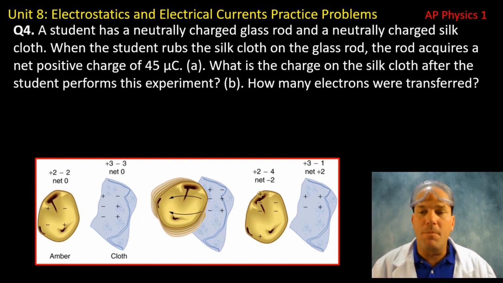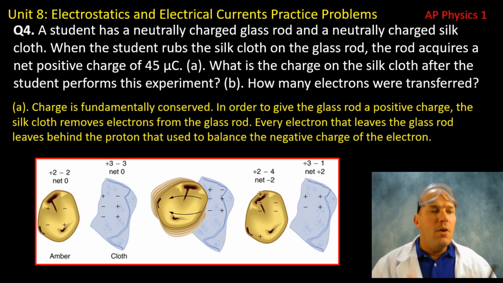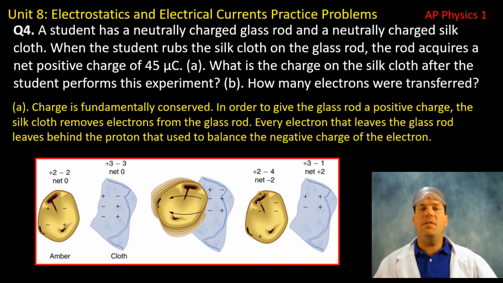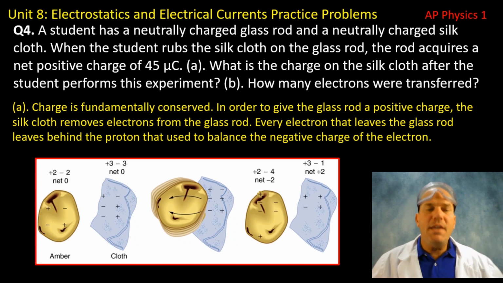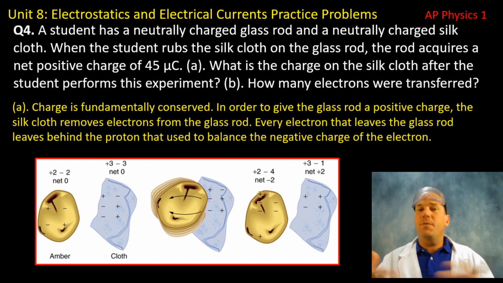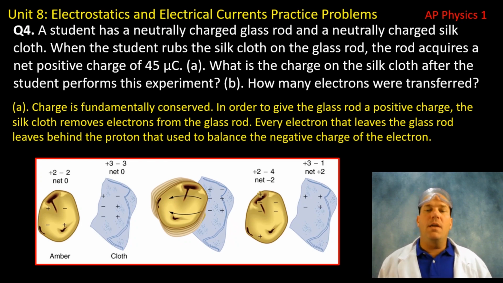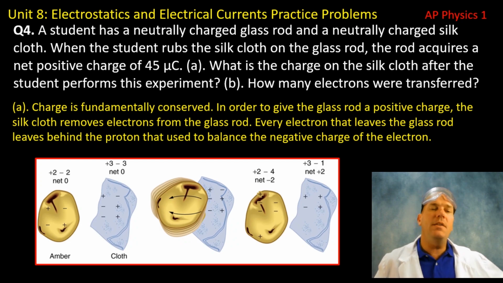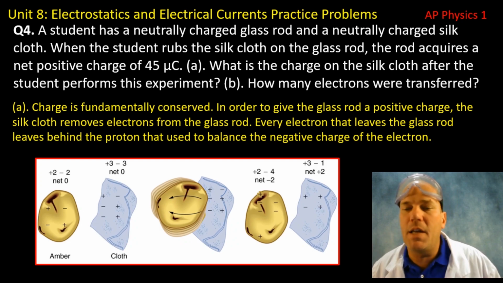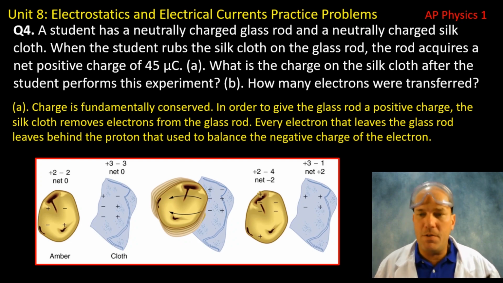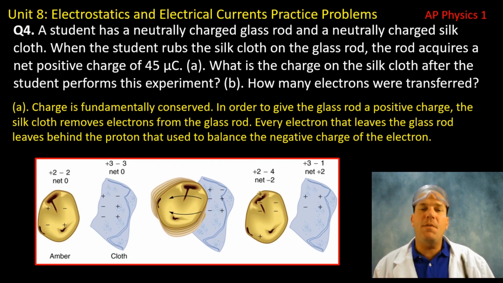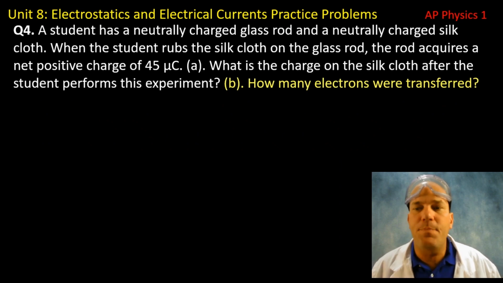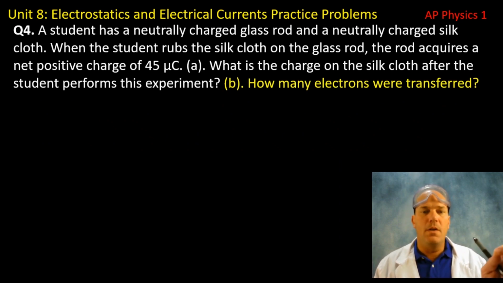Let's look at the problem here. So what has happened here is that the silk cloth has taken electrons from the glass rod. And every one that leaves the glass rod, as I just explained, leaves behind a proton that was used to balance the negative charge of the electron. Now, let's find out how many electrons were transferred.